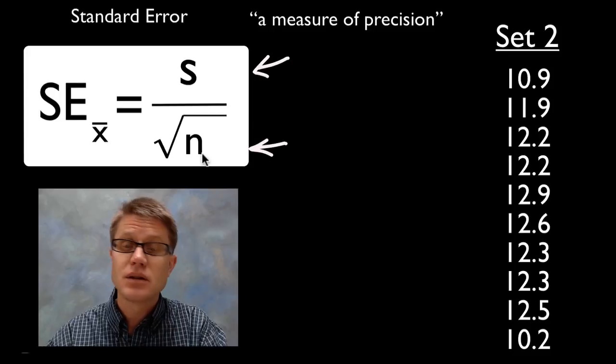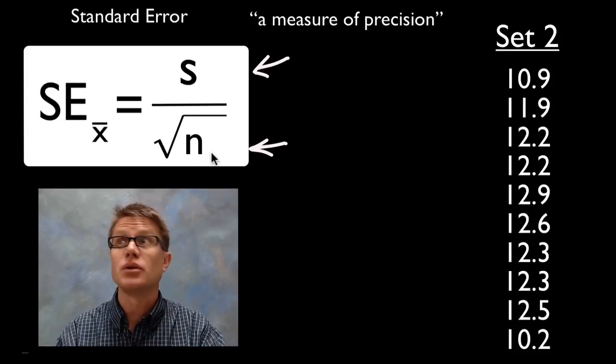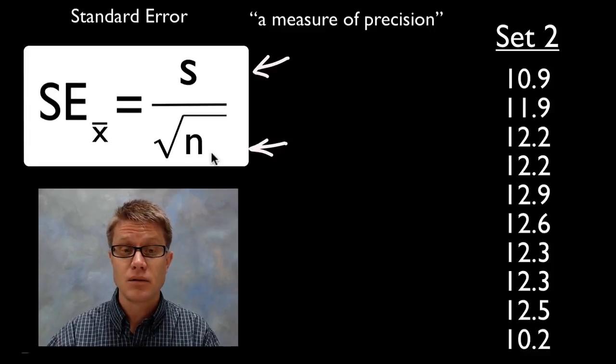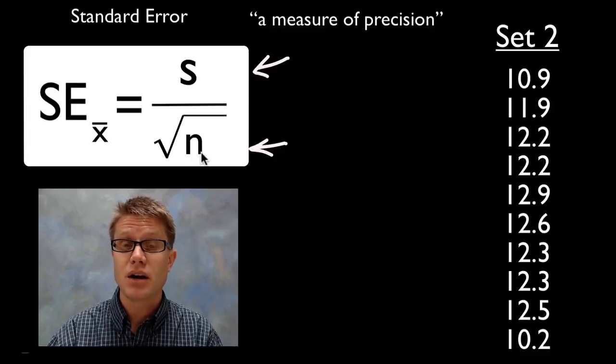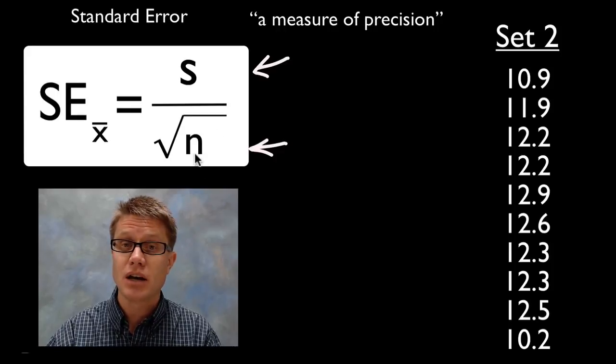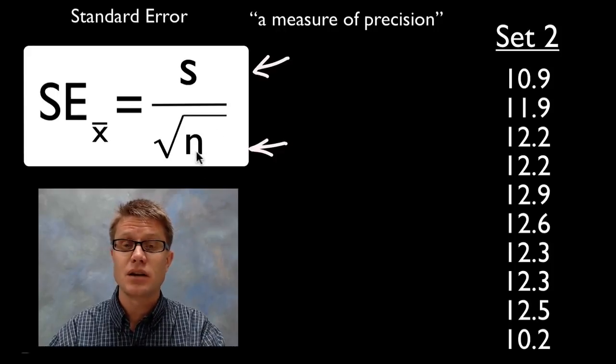The other thing it uses is the sample size. The sample size is how much data you are collecting. If you collect a lot of data, and we're going to have a large number here, then that's going to decrease my standard error. Likewise, if I have not much data at all, that's going to increase my standard error.